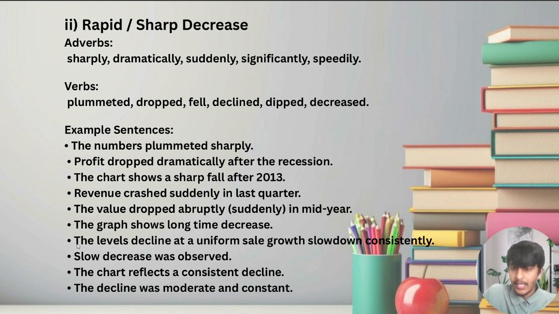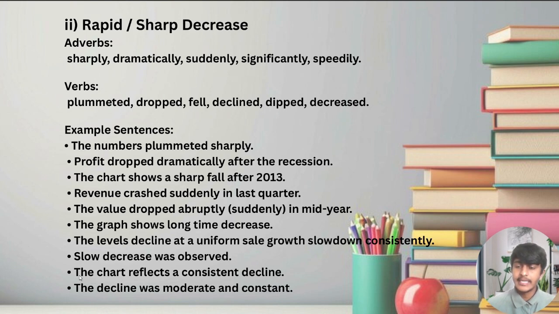Number 7: the level declined at a uniform rate, growth slowed down consistently. This sentence indicates continuous downward movement with consistency. Now number 8: a slow decrease was observed. This is a natural observation sentence, useful when describing trends.